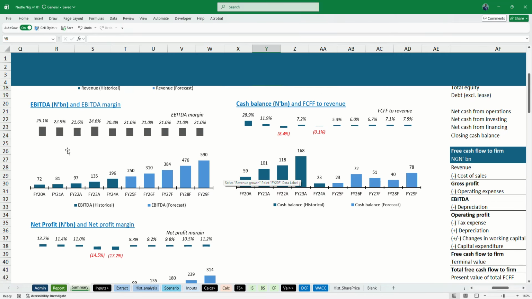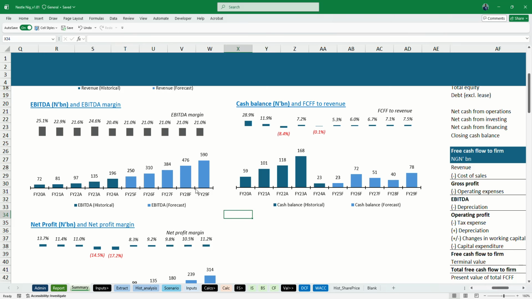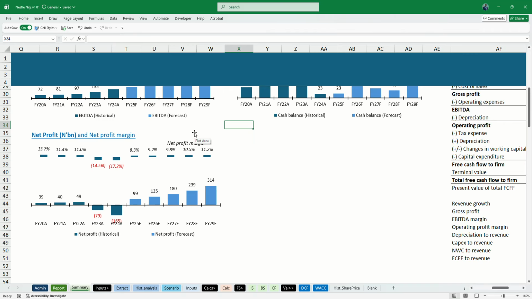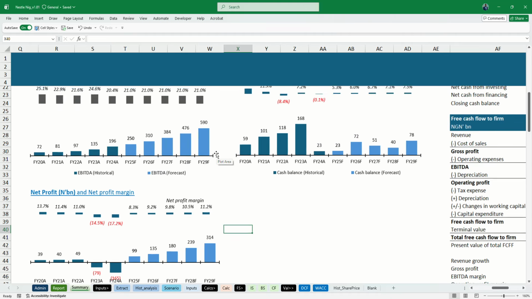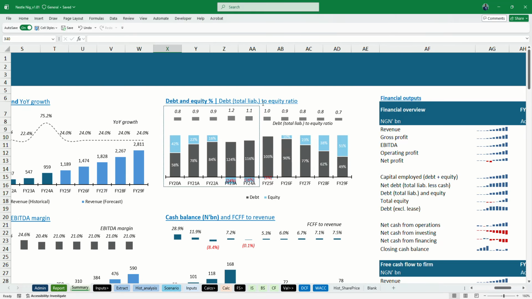And on the EBITDA, you can see the EBITDA itself, and you can also see at the top of it the EBITDA margin. So you can see that we are still on the good side of what the historical looks like. And also on the net profit, you can see the net profit, and you can also see the net profit margin on it, so that it gives you that overview understanding at once.